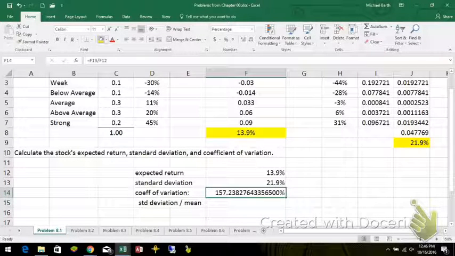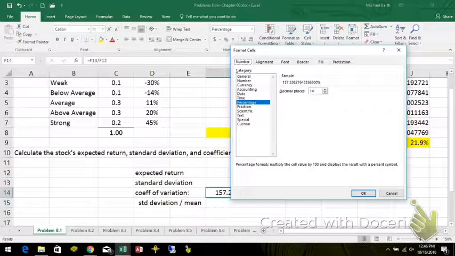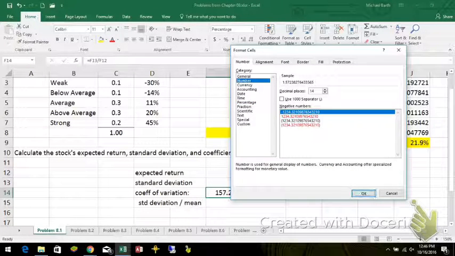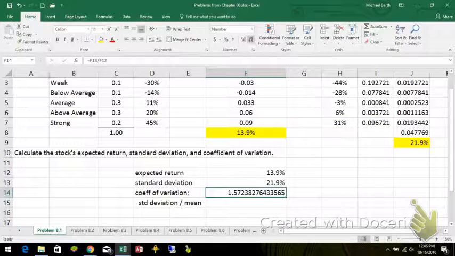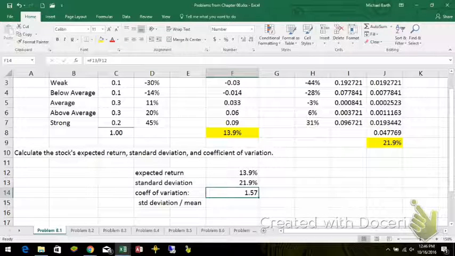Alright, and this is not expressed as a percent, it's generally expressed as a number to less than 14 decimal places. It's just an Excel foible. Alright, so the coefficient of variation is 1.57. 1.57 units of risk for every 1 unit of expected return. The lower this number, the better.